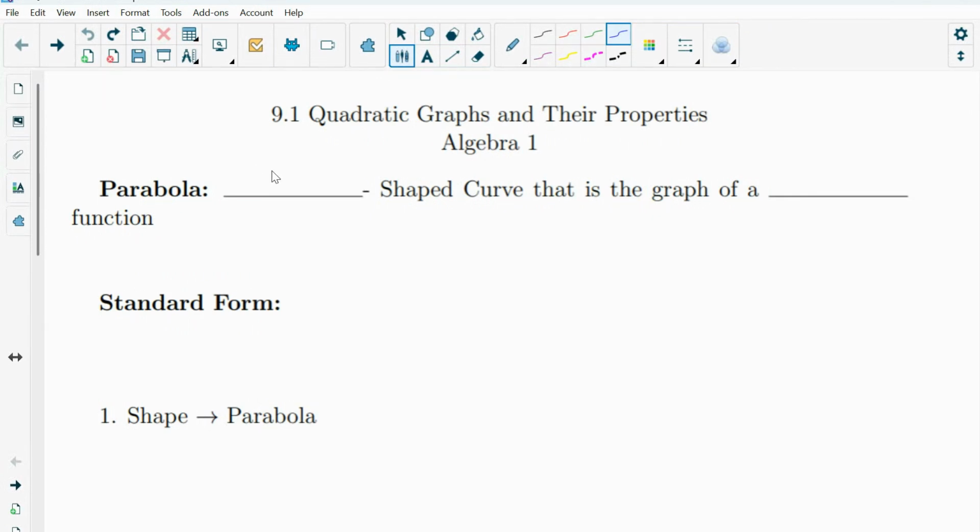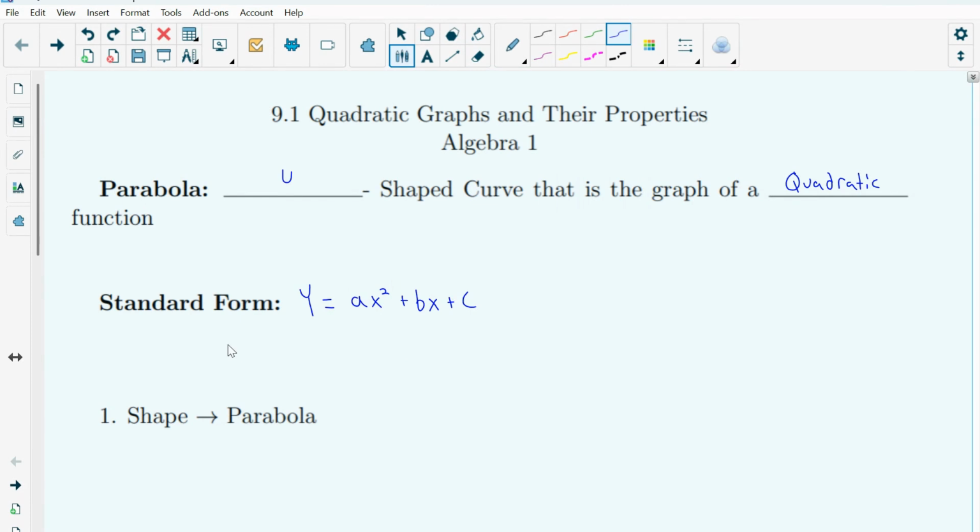So a parabola is a U-shaped curve that is the graph of a quadratic function. Okay? The standard form for a quadratic function is y equals ax squared plus bx plus c. And this is something that you guys should already be quite familiar with.